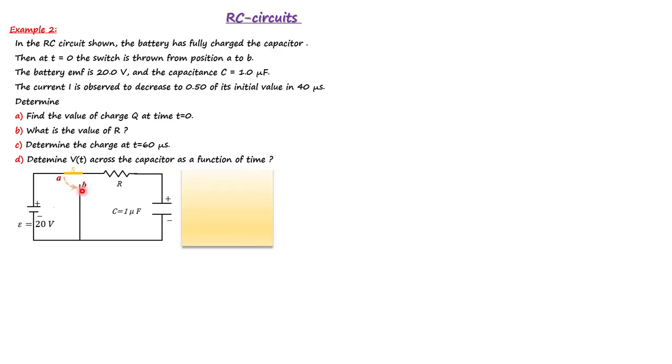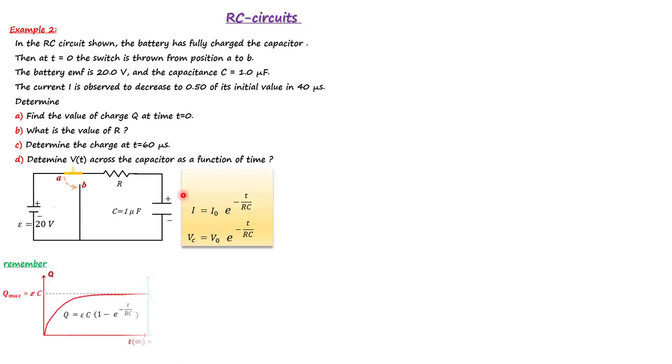So this is the discharging process, because when you throw the switch from A to B, this discharging process starts. So I is I0 e to the minus t over RC for the current, and VC is V0 e to the minus t over RC.